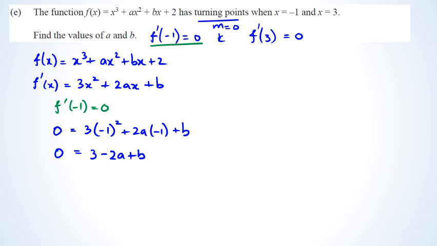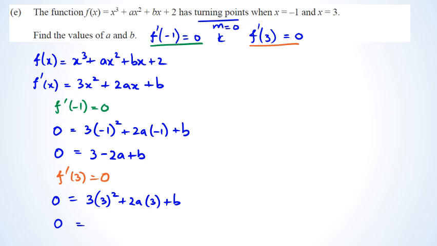Our second equation here is f dash of 3 is equal to 0. So then I can write down the same equation: 0 is equal to 3 times 3 squared plus 2a times 3 plus b. And what I end up with is 0 is equal to 3 squared is 9, times 3 is 27, plus 6a plus b.